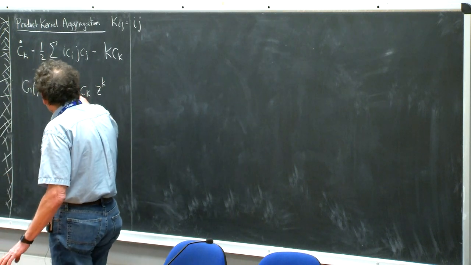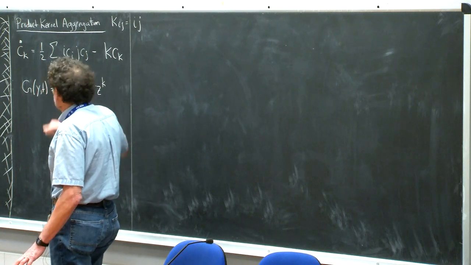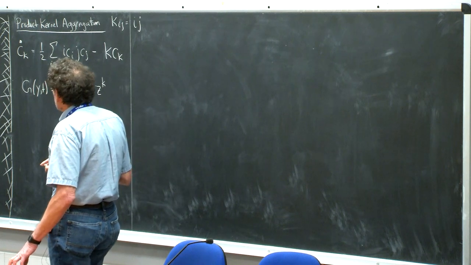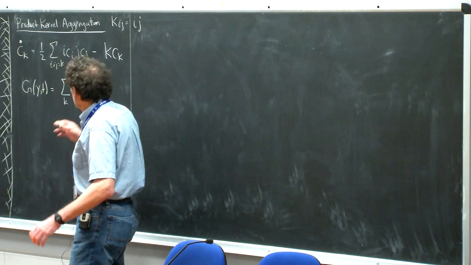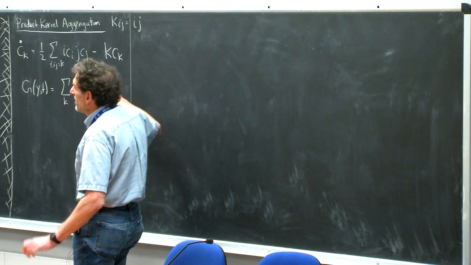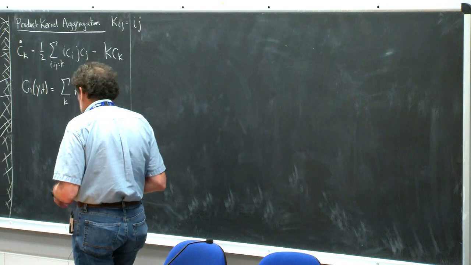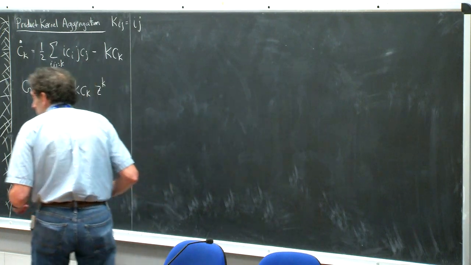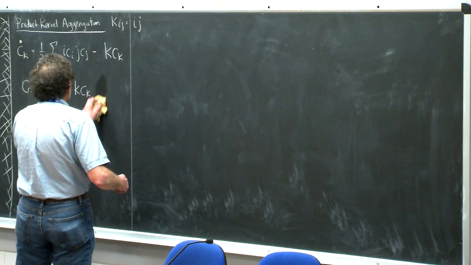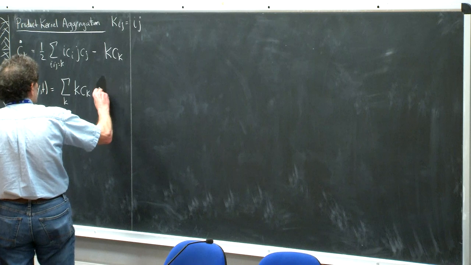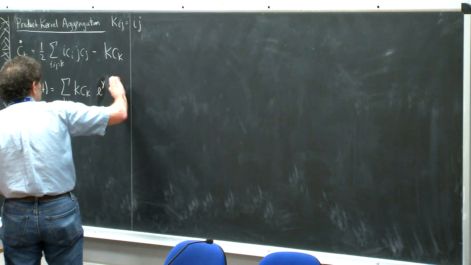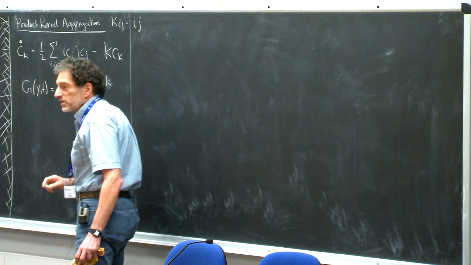So it just turns out to be convenient to put a k out in front. Another point is that because I'm doing differentiation, if I were differentiating with respect to z, there would be one less power of z here, and it's a little bit clumsy to deal with. So it's better not to use z, but to use e to the y. So I'm going to put e^(yk) here. That's the generating function I'm going to use.